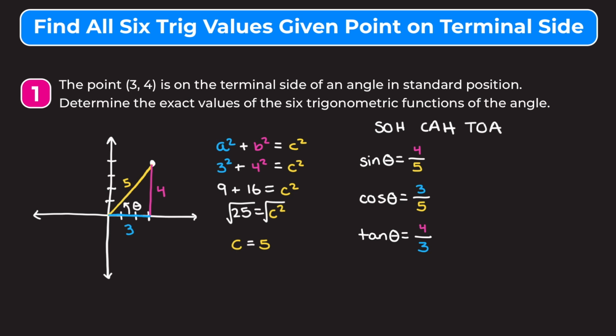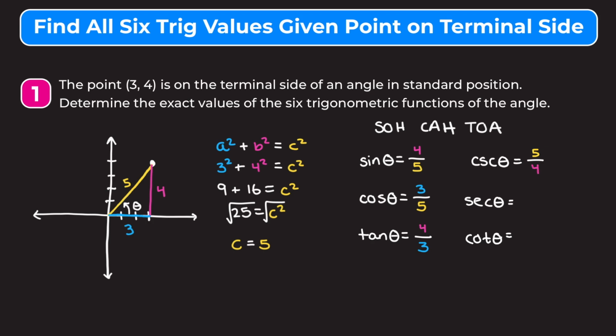And now we're going to find the cosecant, secant, and cotangent of our angle. The nice thing is that these 3 are just reciprocals of the first 3. So cosecant is the reciprocal of sine. We're just going to flip sine upside down. So we're going to get 5 over 4.